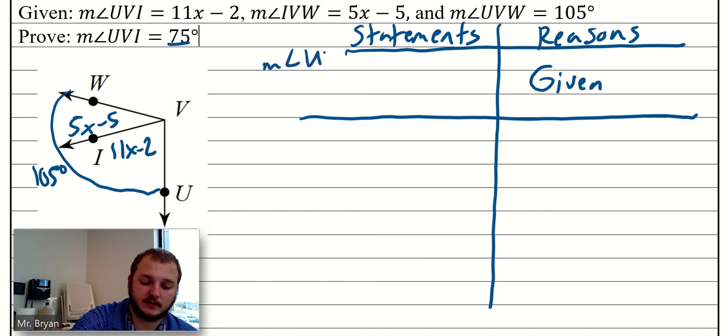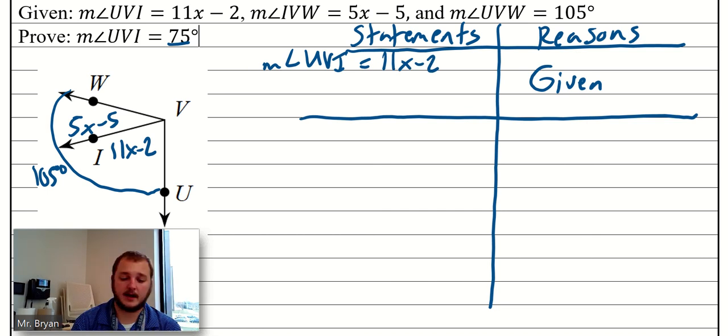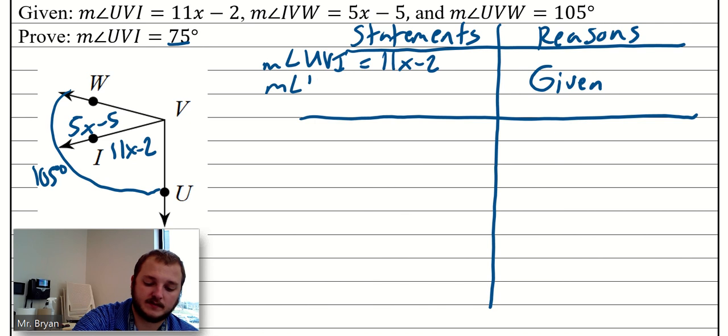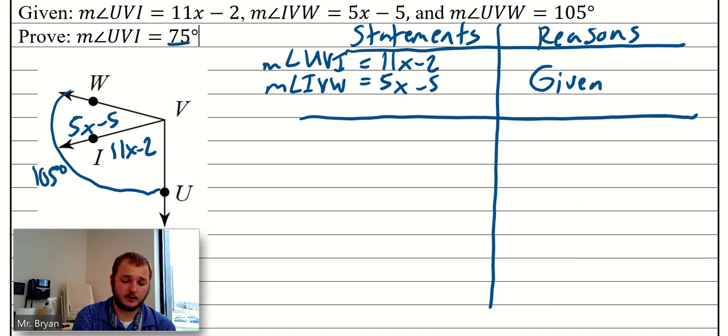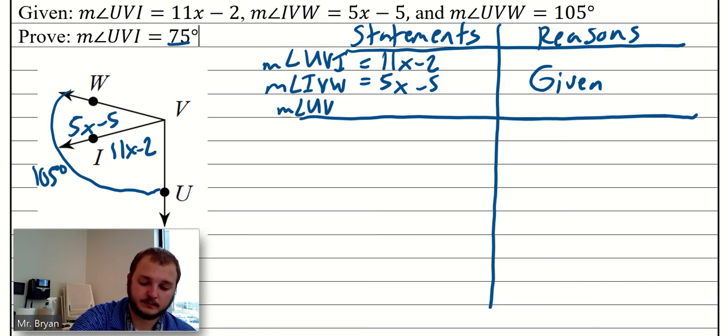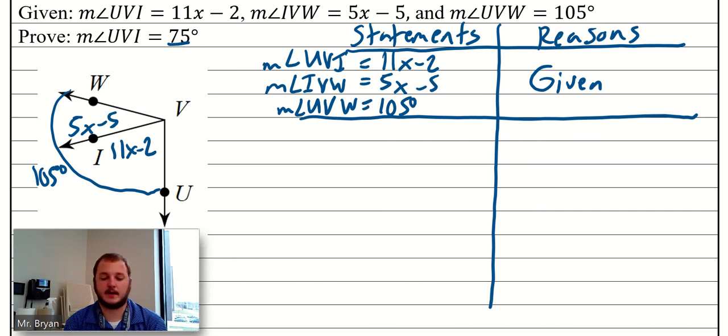So measure of angle UVI equals 11x minus 2. Also told measure of angle IVW is 5x minus 5. And then measure of angle UVW, the whole thing, is going to be 105 degrees. So we're just including all that here. And this is all of our given information. So now the question is, I'm here, where do I go next? How do I start filling out the rest of this proof?